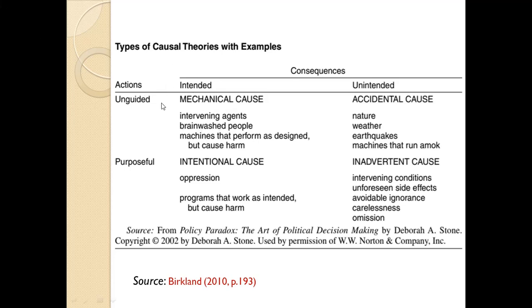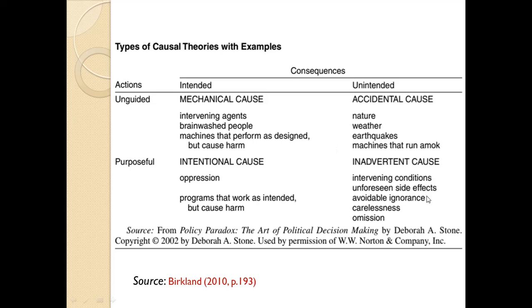For instance, you could have unguided action resulting from people brainstorming about a particular issue, or you have purposeful action, for instance, programs that work as intended but cause harm, which could also result in problems that could be considered for policy making. Or you have unintended consequences which are accidental. They could be caused by weather or an earthquake or anything, and that could lead to problems that attract attention, and therefore such problems make it to the agenda.